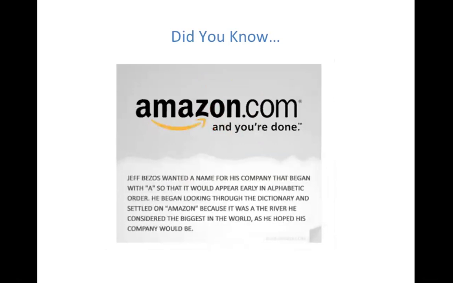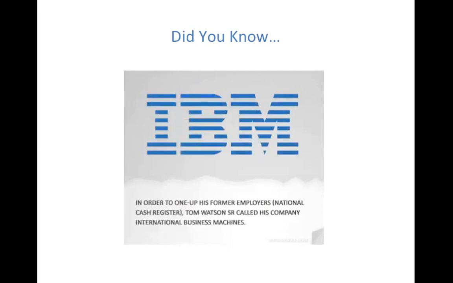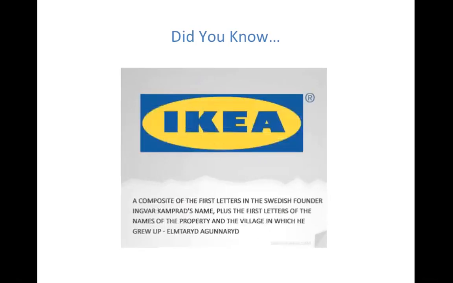Amazon, this is the .com one. Jeff Bezos wanted a name for his company that began with an A so that it would appear early in alphabetic order. He began looking through the dictionary and settled on Amazon because it was the river he considered the biggest in the world, as he hoped his company would be. Interesting. IBM: in order to one-up his former employer's National Cash Register, Tom Watson Sr. called his company International Business Machines. So that's what IBM stands for, if you didn't know that.